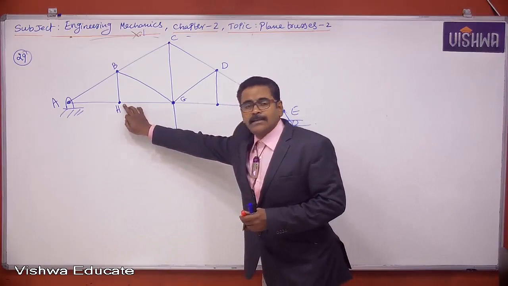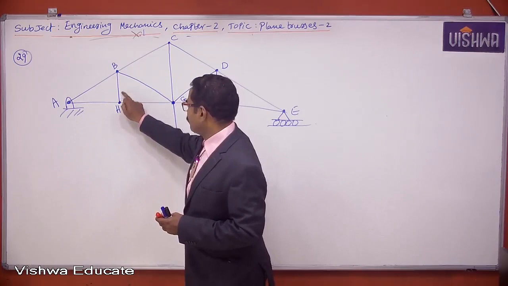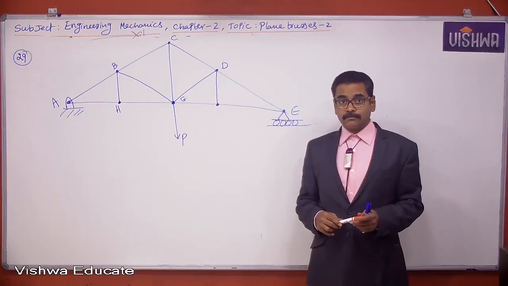Observe joint H. At joint H, three members are connected: member AH, member HG, member BH. Three members are connected at H without any external load. No external force is acting. Of course, no reaction is acting, and no support is there.